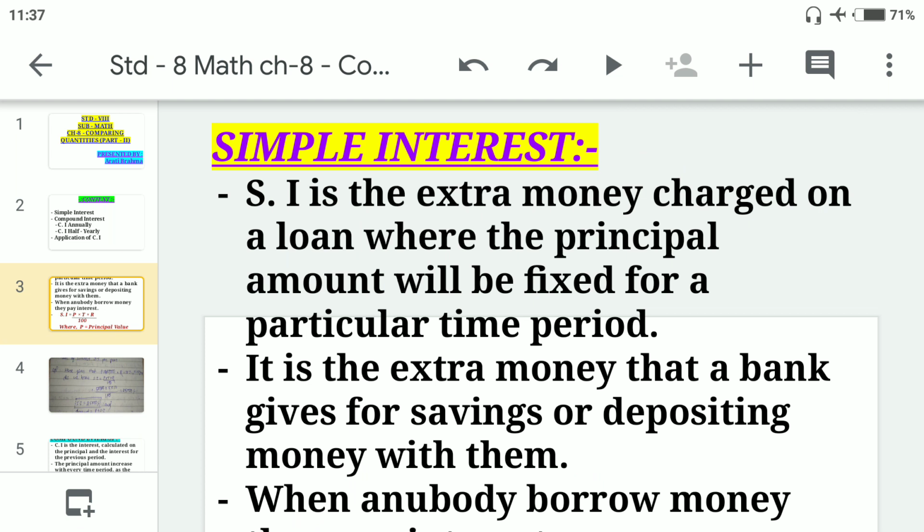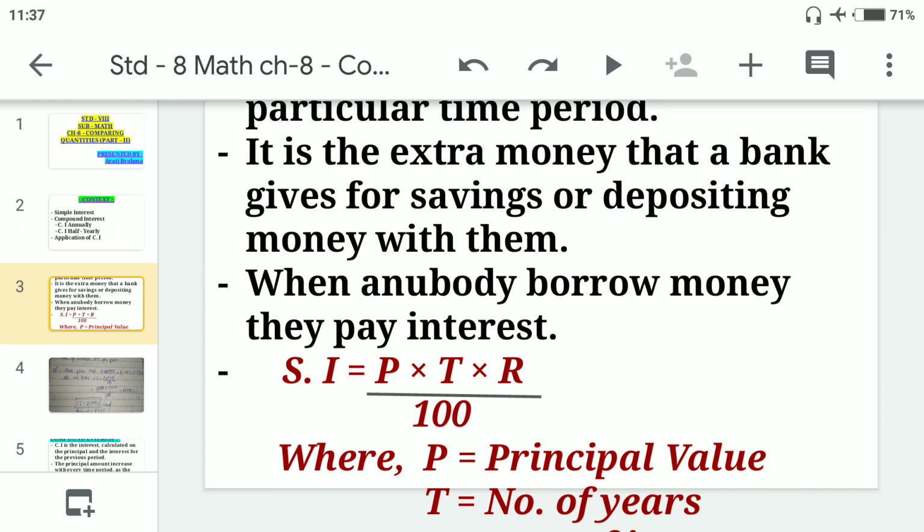That is the extra money charged on a loan where the principal amount will be fixed for a particular time period. As I told you, interest means the extra money only. The difference is that the principal value will remain fixed for whatever time period you are taking. And it is the extra money that a bank gives for saving or depositing money with them. If you are saving some money in your bank account, then they pay some extra money to you also. And if you are taking a loan also, you have to pay certain extra money to the bank. So in that case, this interest is working.